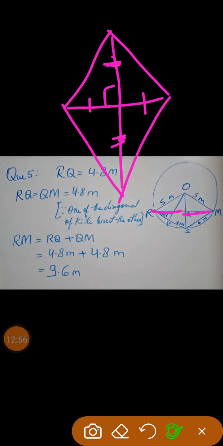No, these are not equal. You can see that on the top it is smaller and at the bottom it is bigger. These two parts are not equal, so only one diagonal bisects the other; both diagonals do not bisect each other. In a kite, only one diagonal bisects the other, which means this diagonal is bisecting the other one, and these two parts are equal.